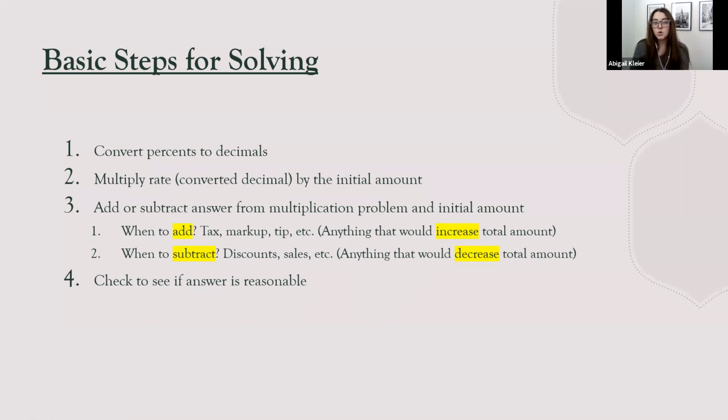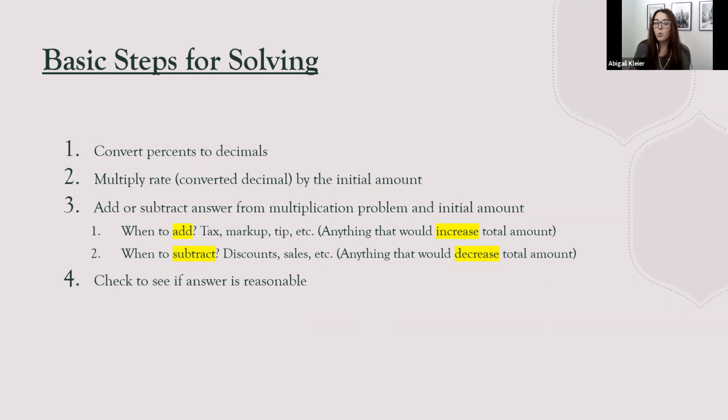So first, let's go over some of those basic steps for solving multi-step percent problems. Your first step is going to be converting percents to decimals, and we do that by moving the decimal point to the left 2 spaces. Our second step is multiplying that rate, so the decimal that you just converted, by the initial amount of the problem. Then our third step, we're going to either add or subtract the answer from that multiplication problem to the initial amount. And this is usually the step that trips most people up.